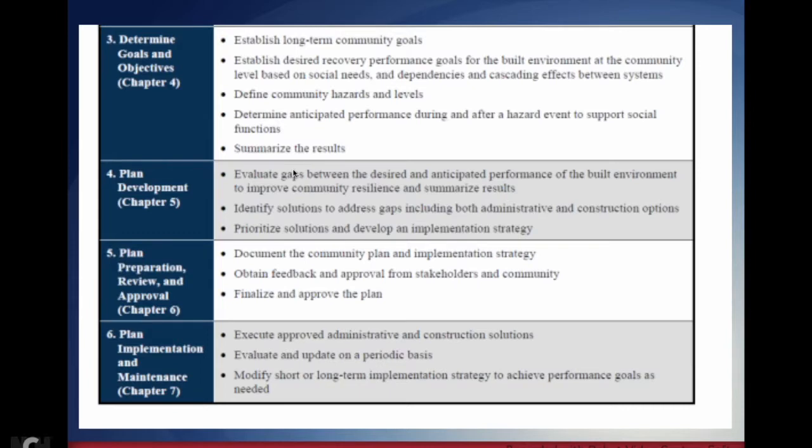So anyway, the fifth step is the plan preparation, review, and approval. That should be document the community plan implementation strategy, obtain feedback and approval from stakeholders in the community, and finalize the approval plan. And then 6 is plan implementation and maintenance: execute approval, administrative and construction solutions, evaluate and update on a periodic basis, modify short or long-term implementation strategy to achieve performance goals as needed.